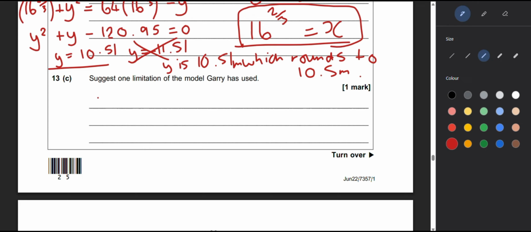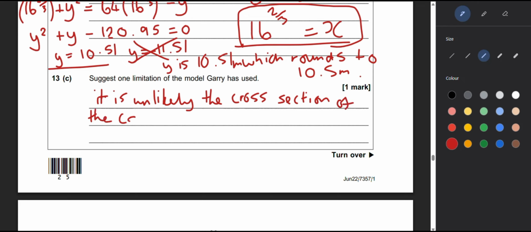So it is unlikely the cross-section of the cave is perfectly smooth. And that is that question. So it was a bit of implicit differentiation, but other than that, it was just a bit of rearranging, really.